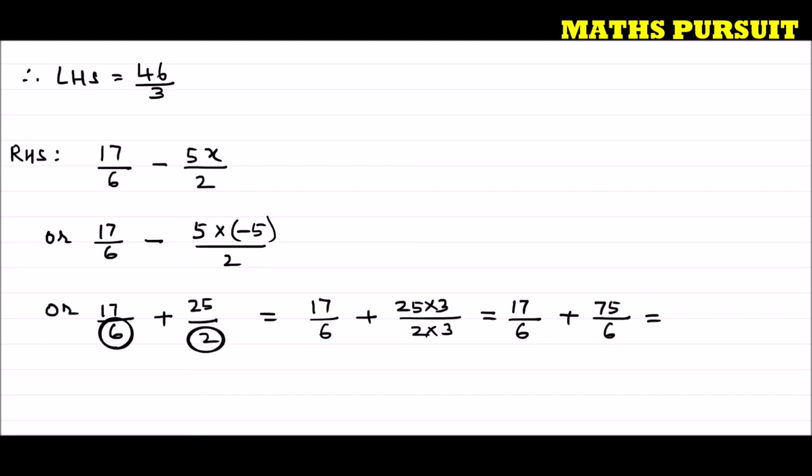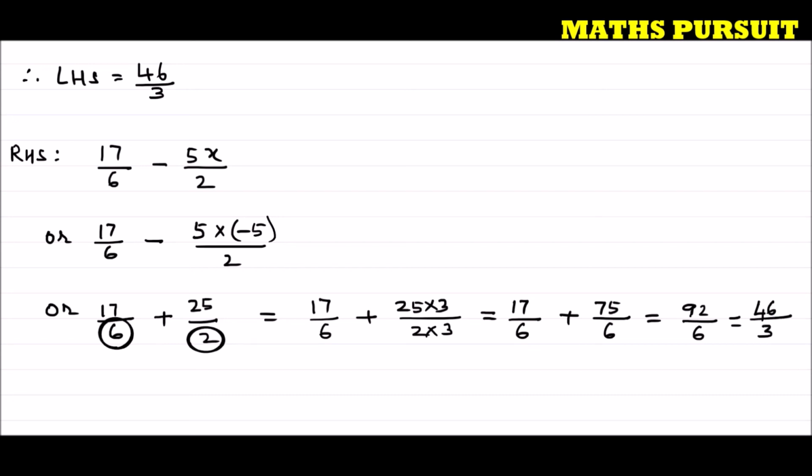That is equal to 17 plus 75. 75 plus 7 is 82, 82 plus 10 is 92 upon 6. What we got? Here we got 92 upon 6. Or in other words, I can write 92 upon 6 as, if I divide by 2, 2 4s are 8, 2 6s are 12, so 46 divided by 3.